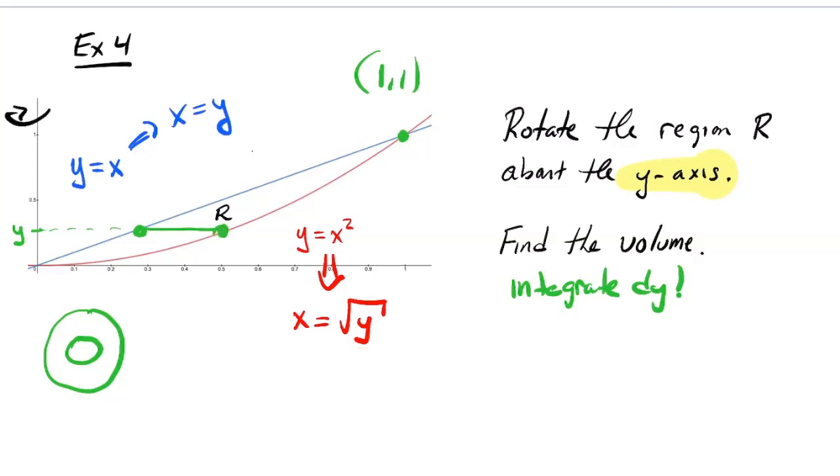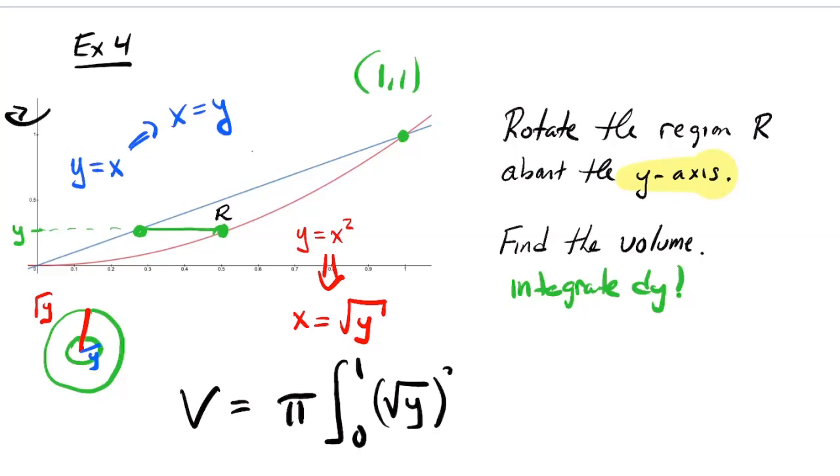So my outer radius, pardon me, is the square root of y. My inner radius is just y. So the principle that we have to use, the volume is pi. It's built into the formula. The extreme values of y are 0 to 1. And then we have to take outer radius squared. I'm going to write this. I can change the colors here in a second if you want. Minus inner radius squared.